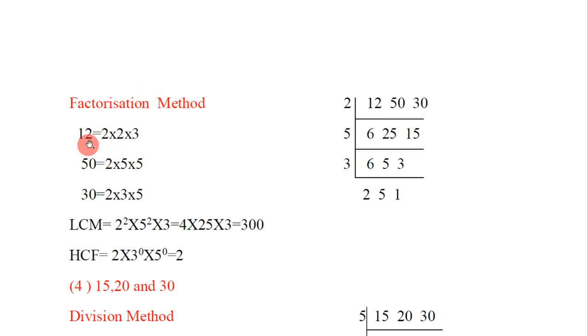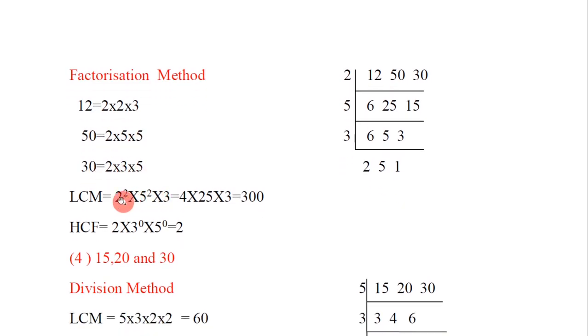So write each number as a product of factors. 12 is 2 square into 3, 50 is 2 into 5 square, 30 is 2 into 3 into 5. Now least common multiple is the highest powers of the prime numbers.